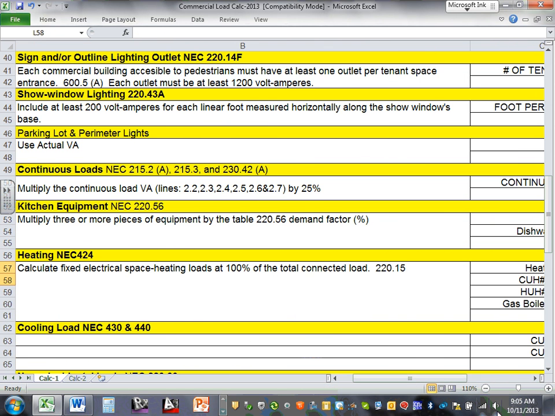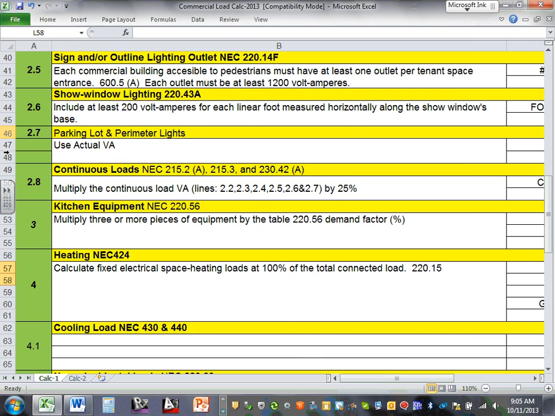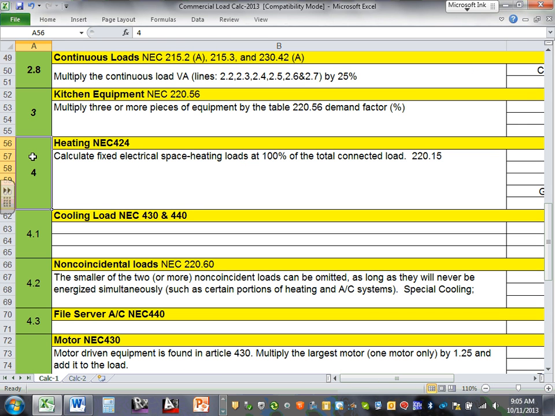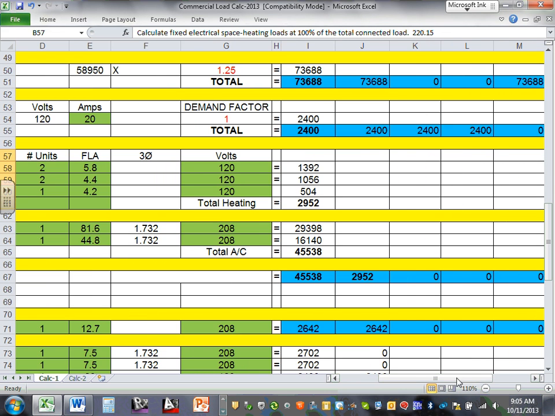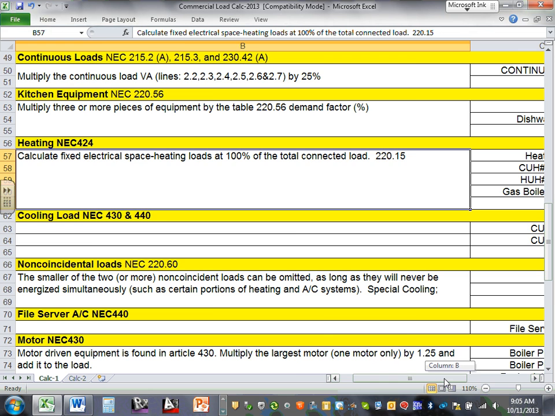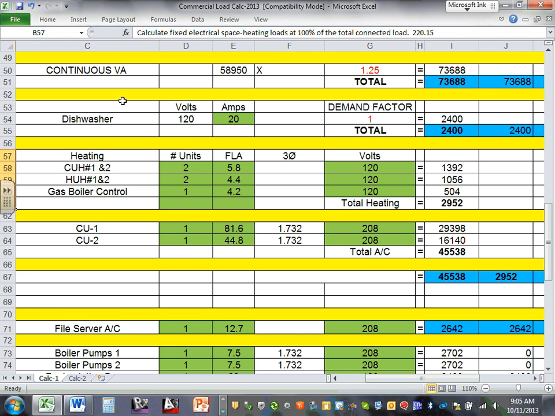Moving into the heating and cooling. That's what we did, guys, in the commercial building too. Here's my heating and cooling. Heating: NEC 424 talks about heating. The heating will be calculated at 100%. So if you go here, here's the heaters. I have heating units, cabinet unit heaters, boilers and so forth. These are directly taken from our project. The total load for the heating is going to be almost 3K.